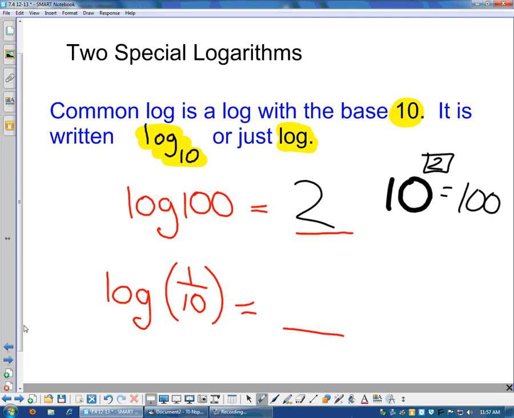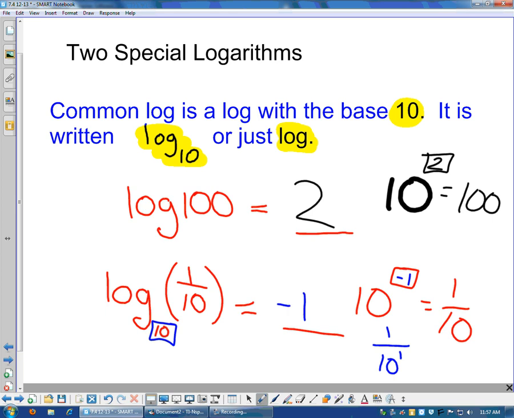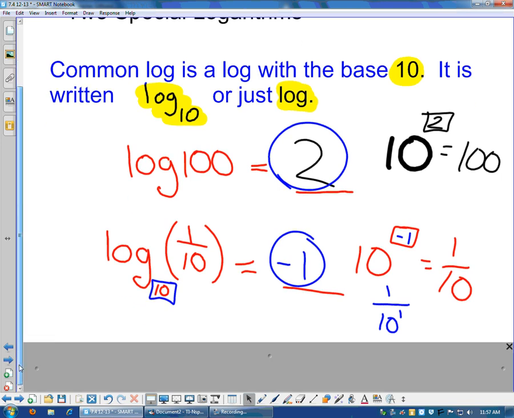Notice common log because we don't see a number written here as the base. But if you don't see a number, it's understood to be a common log, base 10. So 10 raised to what power is equal to 1/10? That's going to be -1, because you remember negative exponents, 10 to the -1 is going to be 1 over 10 to the +1, which is 1/10. So our answer for this problem is -1. Our answer to the previous problem was 2. And I hope that you're completing your video guided notes for this video lesson also.